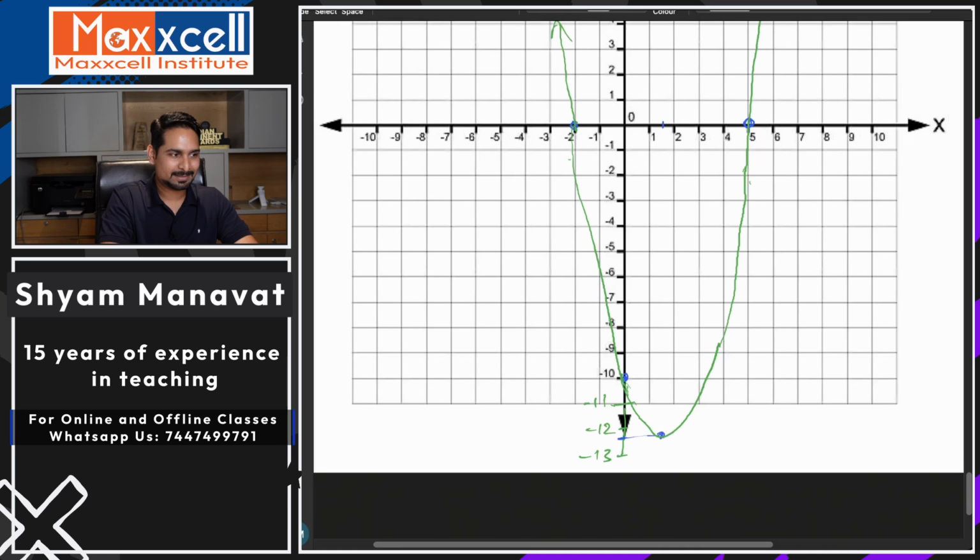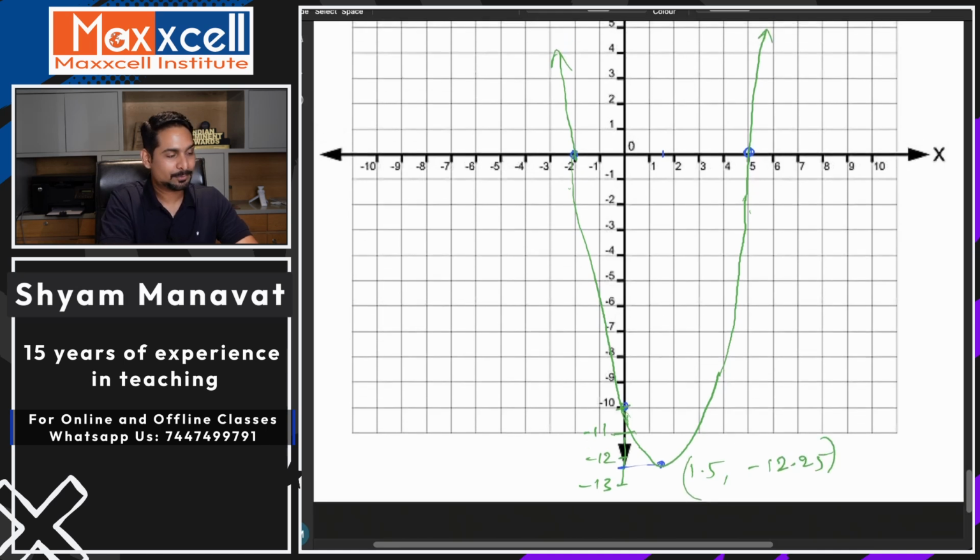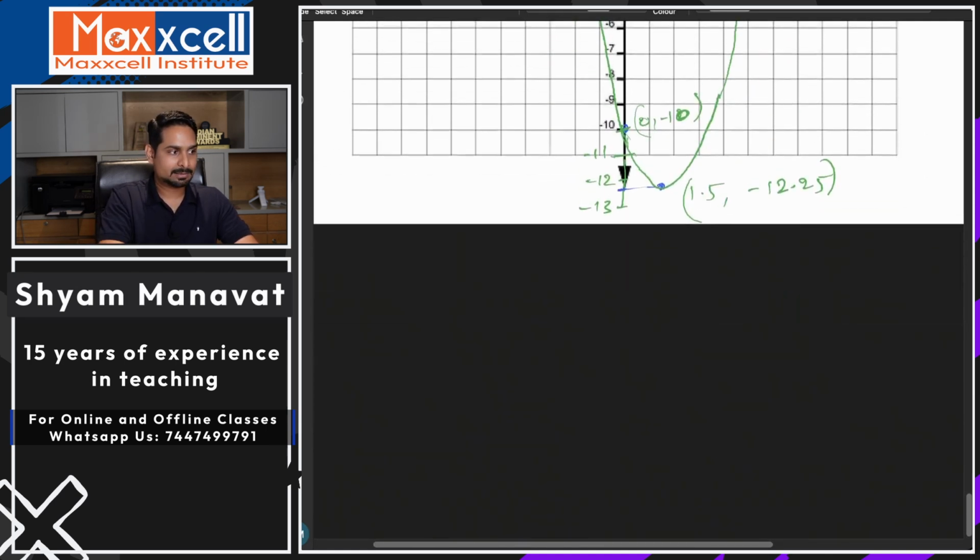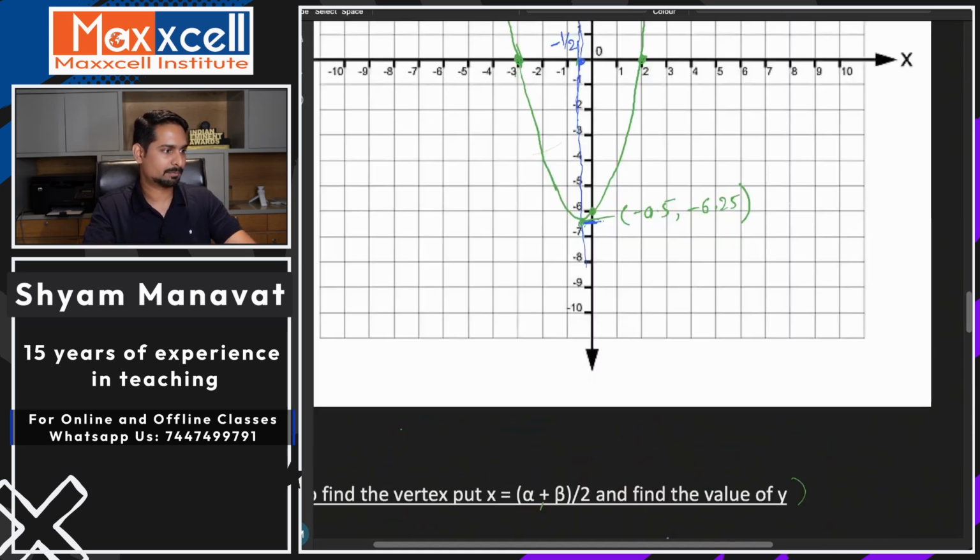So the vertex coordinate is 1.5 comma minus 12.25. This is 0 comma minus 10. This is minus 2 comma 0, and this is 5 comma 0. Yes, we learned how to plot the graph of a quadratic function. Now let's see some characteristics of quadratic functions.